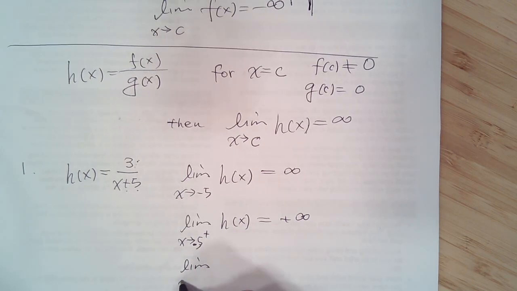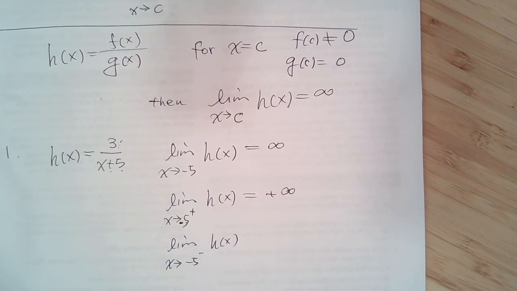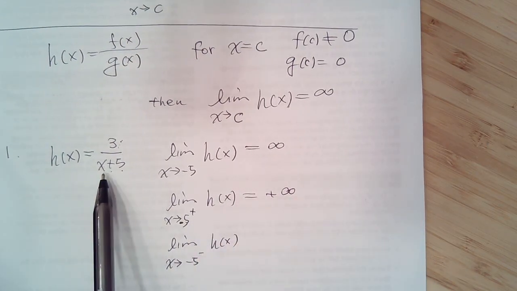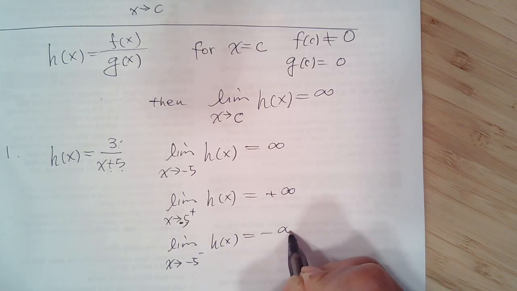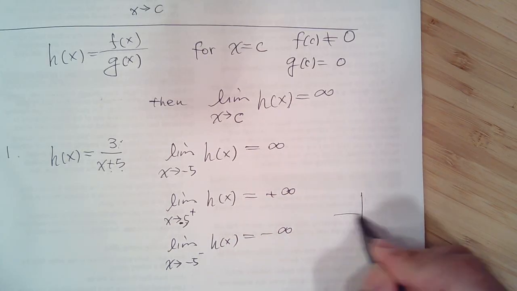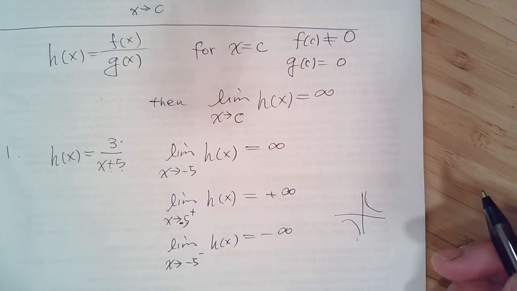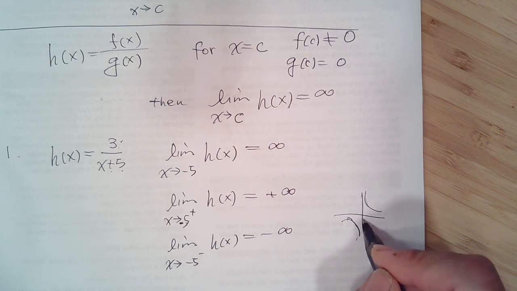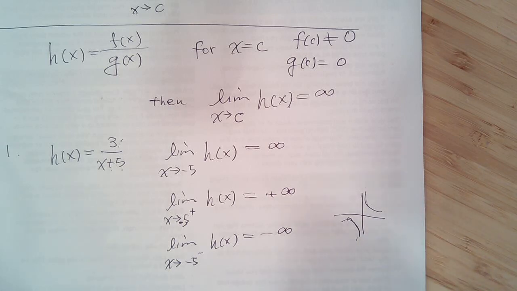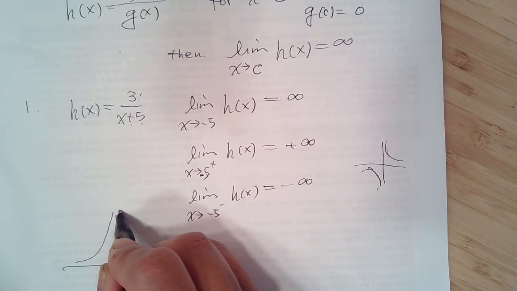But for the limit as x approaches negative 5 from the left side, the denominator is a very small negative number, and then 3 over that, you get negative infinity. So that goes back to something that looks like this, right? In this example, one side goes to positive infinity, the other side goes to negative infinity. And that means this limit at this moment doesn't exist.